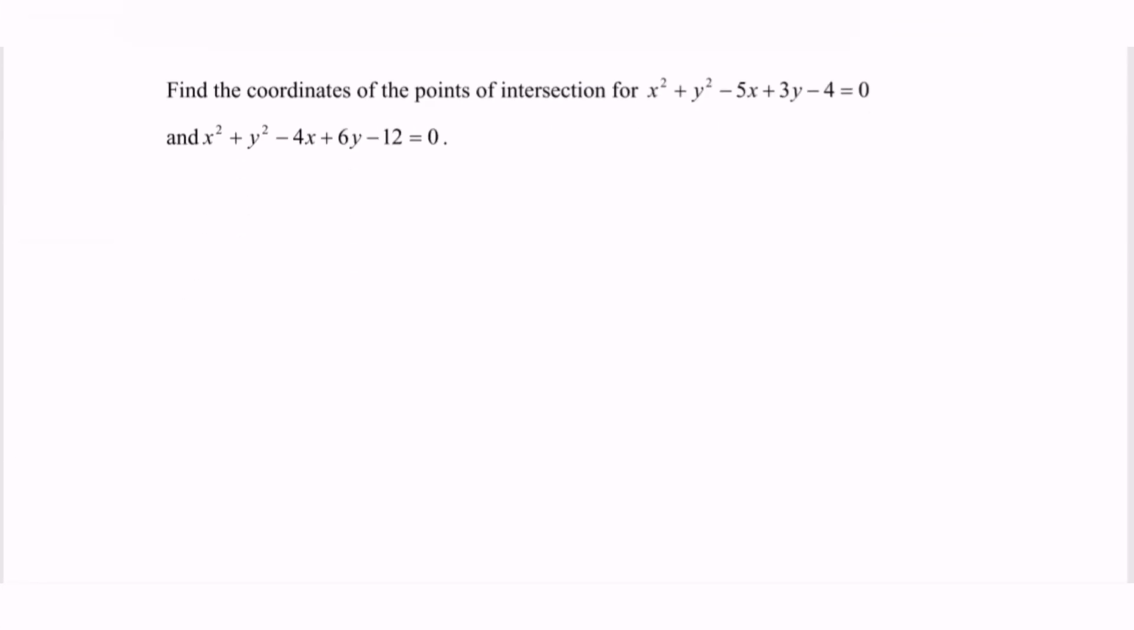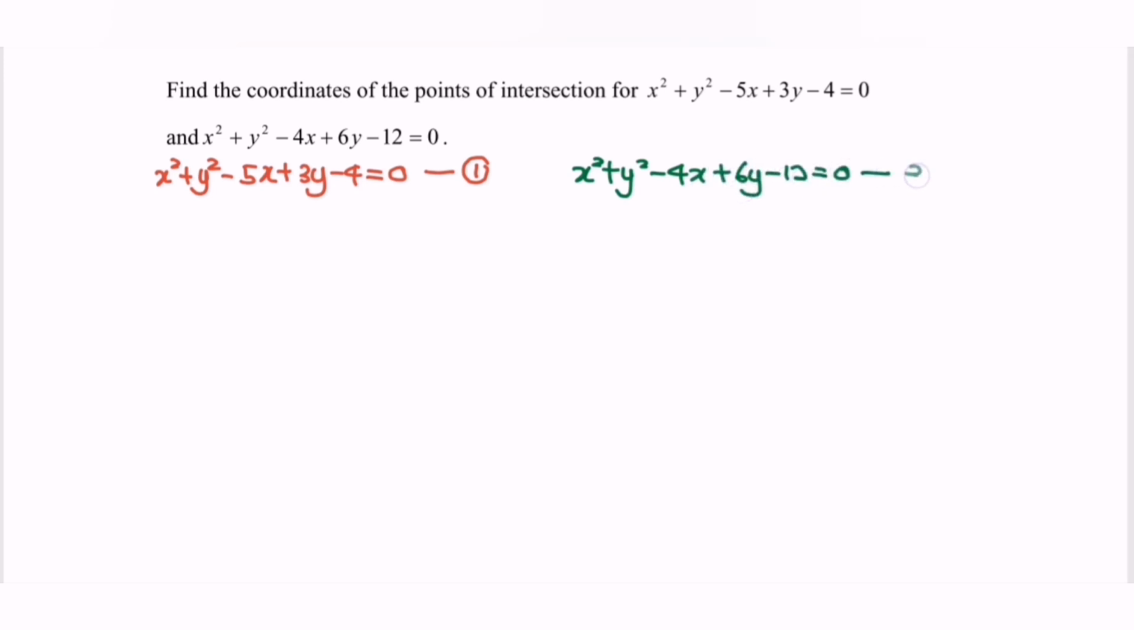Next, we have the situation for the circle. Find the coordinates of the points of intersection for circle 1 and circle 2. So my suggestion would be where we have x squared plus y squared minus 5x plus 3y minus 4 equals 0, and we name it as the first equation. x squared plus y squared minus 4x plus 6y minus 12 equals 0, and we name it as the second equation.